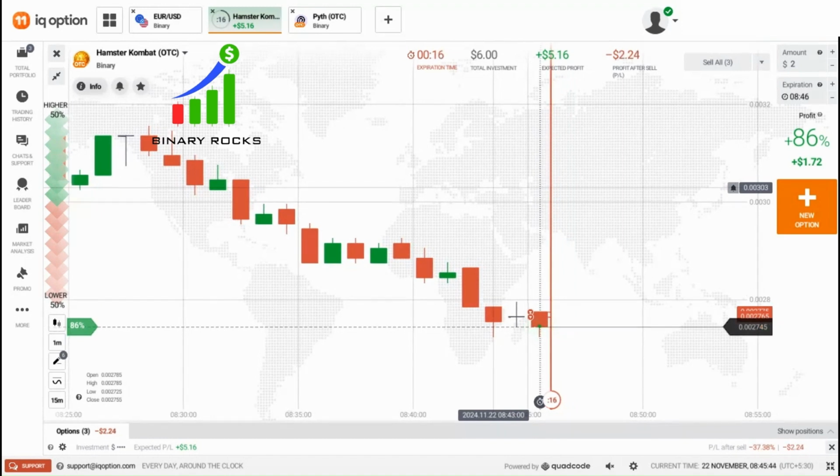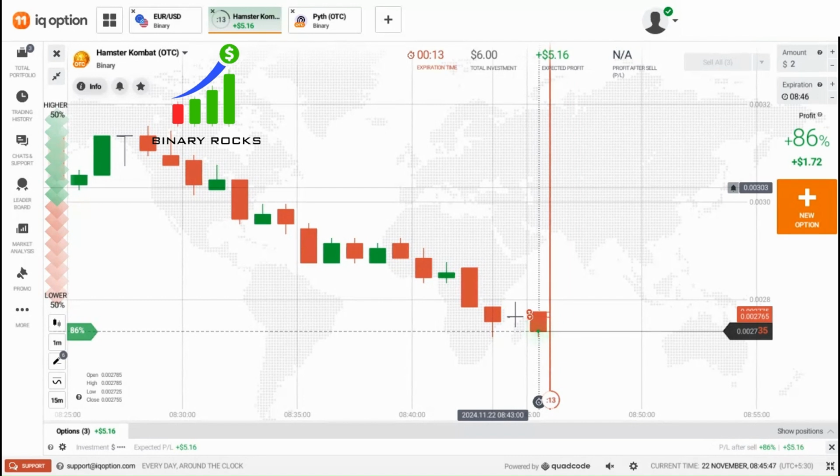Here the overall trend is a downtrend, so we can continue with the sellers only.